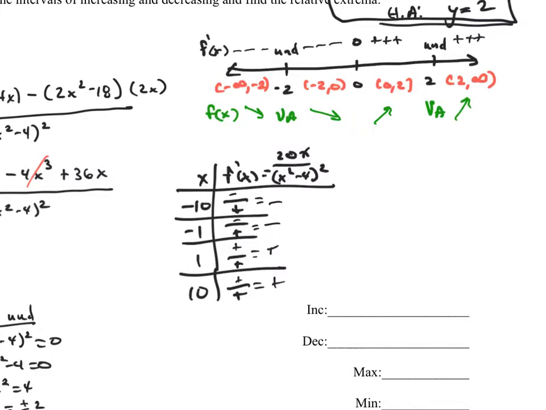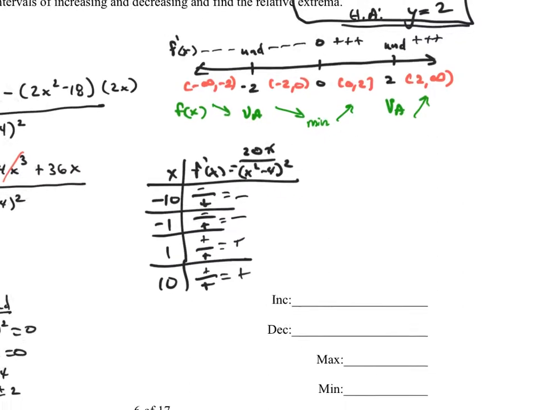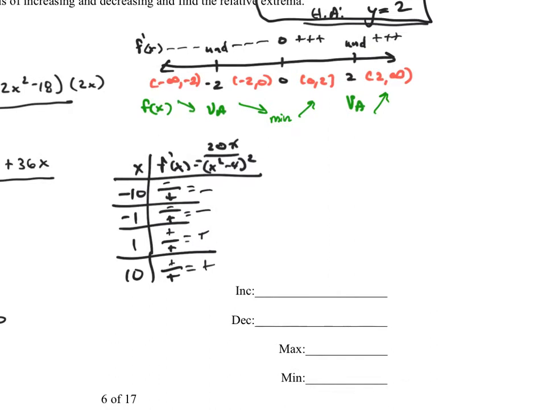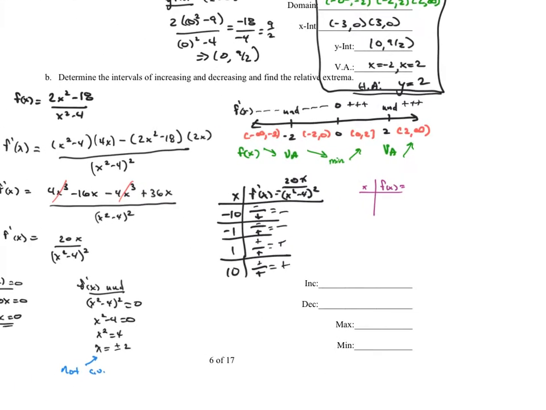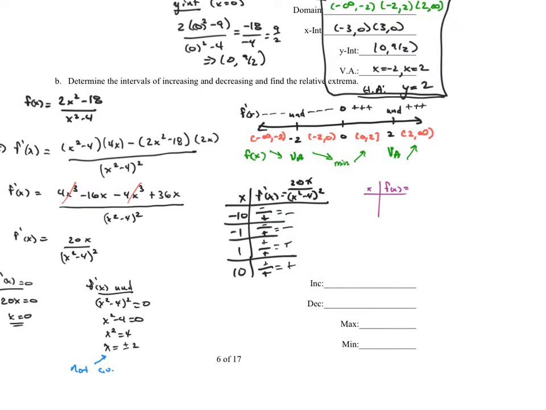If you notice at -2 and 2, the first derivative test wouldn't have said that it's a max or a min because it doesn't change sign. But at x equals 0, we do know that because it goes from decreasing to increasing, that point must be a minimum. So let's actually find that point. Again, how do you find that point? You need to plug it back into the original function itself. So what was the original function? The original function was 2x squared minus 18 all over x squared minus 4.